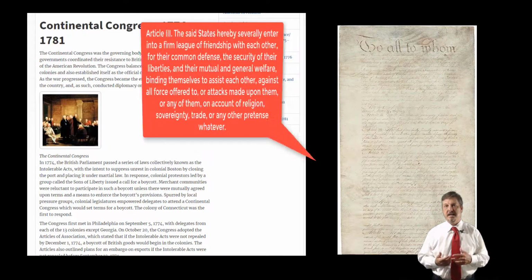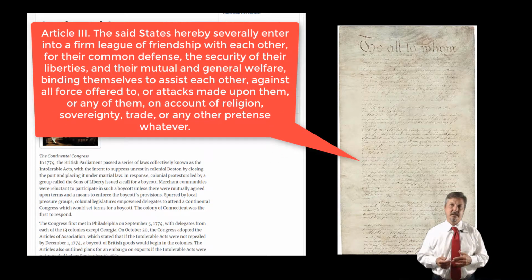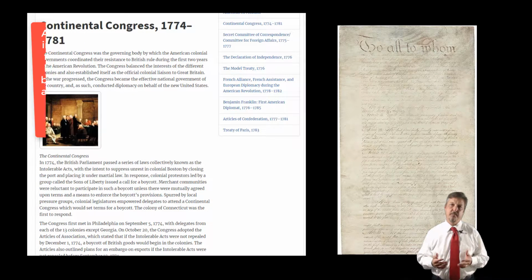Article 3 states that the said states hereby severally enter into a firm league of friendship with each other for their common defense, the security of their liberties, and their mutual and general welfare, binding themselves to assist each other against all force offered to or attacks made upon them, or any of them on account of religion, sovereignty, trade, or any other pretense whatever. The Articles did, however, leave foreign relations powers such as treaty-making and war to the Central Congress.